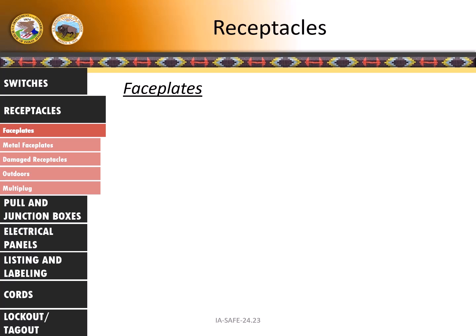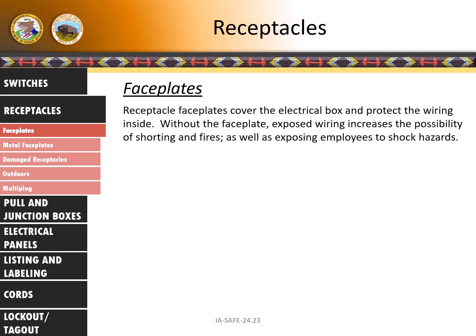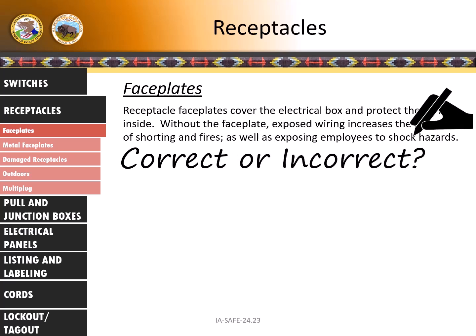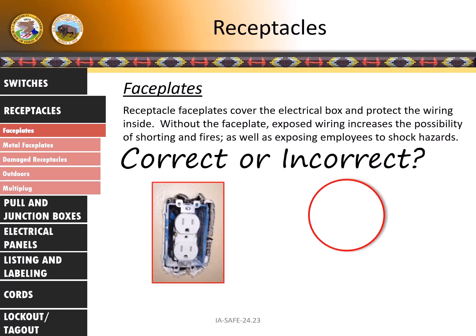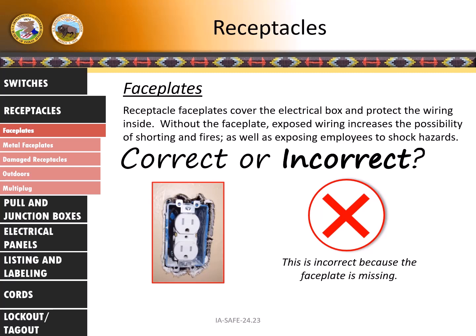Faceplates. Receptacle faceplates cover the electrical box and protect the wiring inside. Without the faceplate, exposed wiring increases the possibility of shorting and fires, as well as exposing employees to shock hazards. Is this example correct or incorrect? This is incorrect because the faceplate is missing.